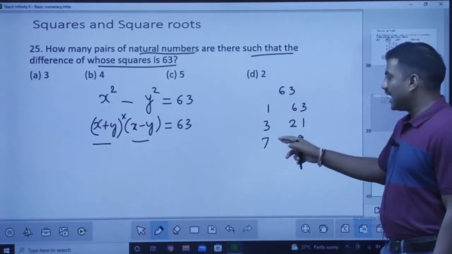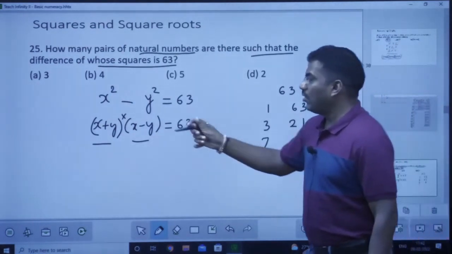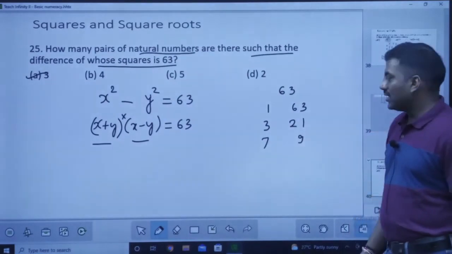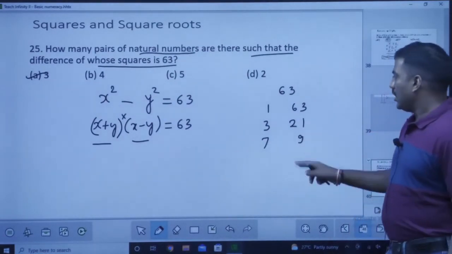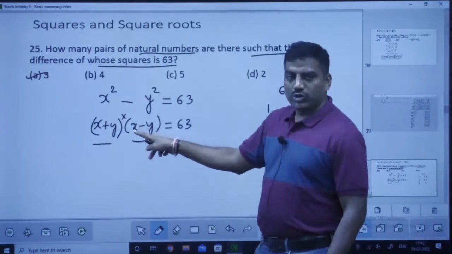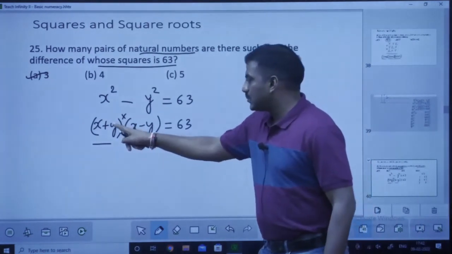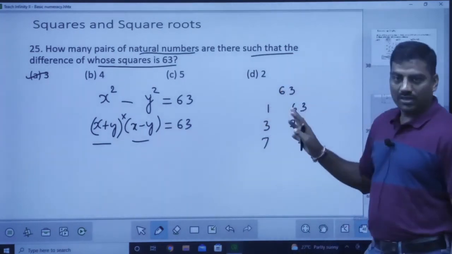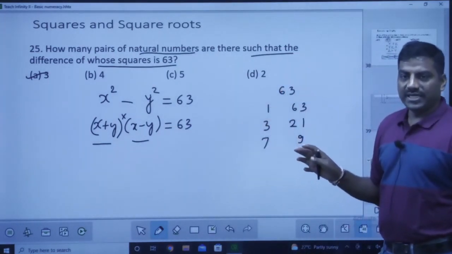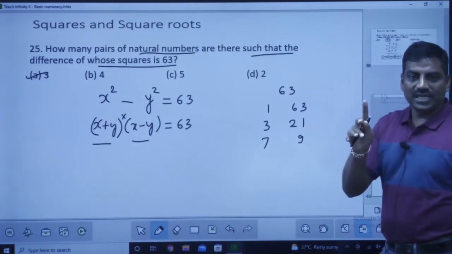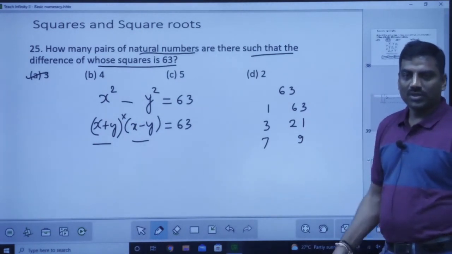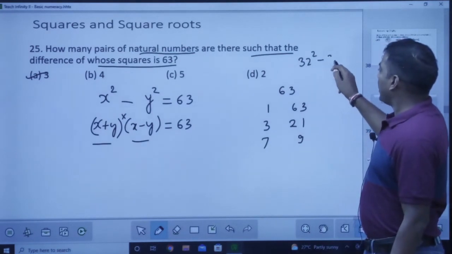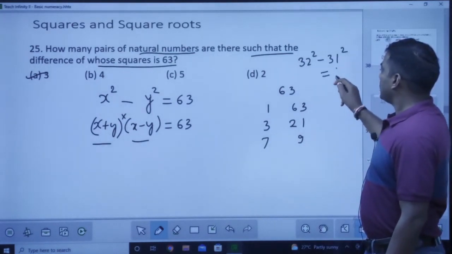This is one pair, this is second pair, this is third pair. So we have, but to understand them practically, you can take them and substitute here. That means x plus y is equal to 63, x minus y is equal to 1. You will get x as 32 and y as 31. So basically, the difference between 32 square and 31 square is nothing but 63.